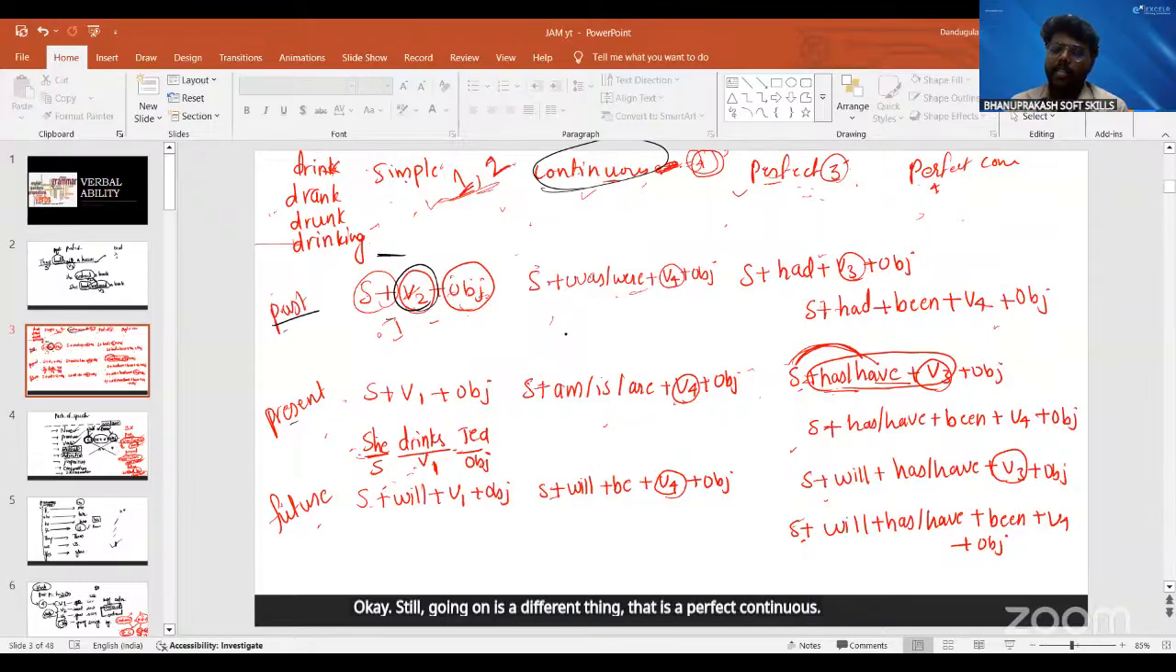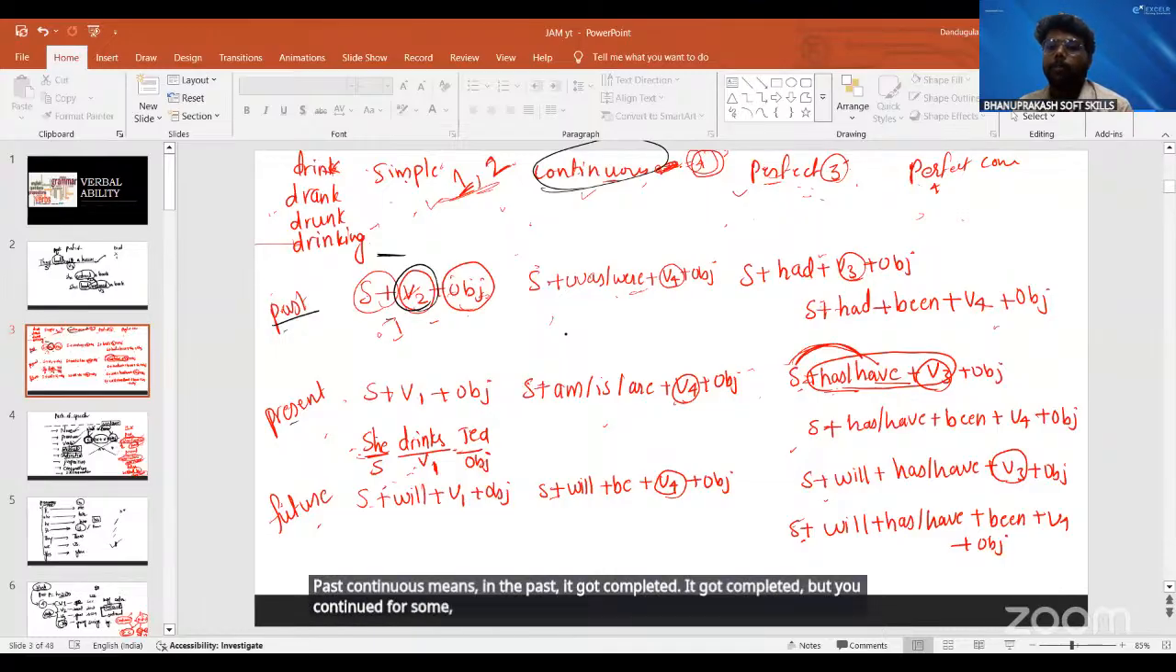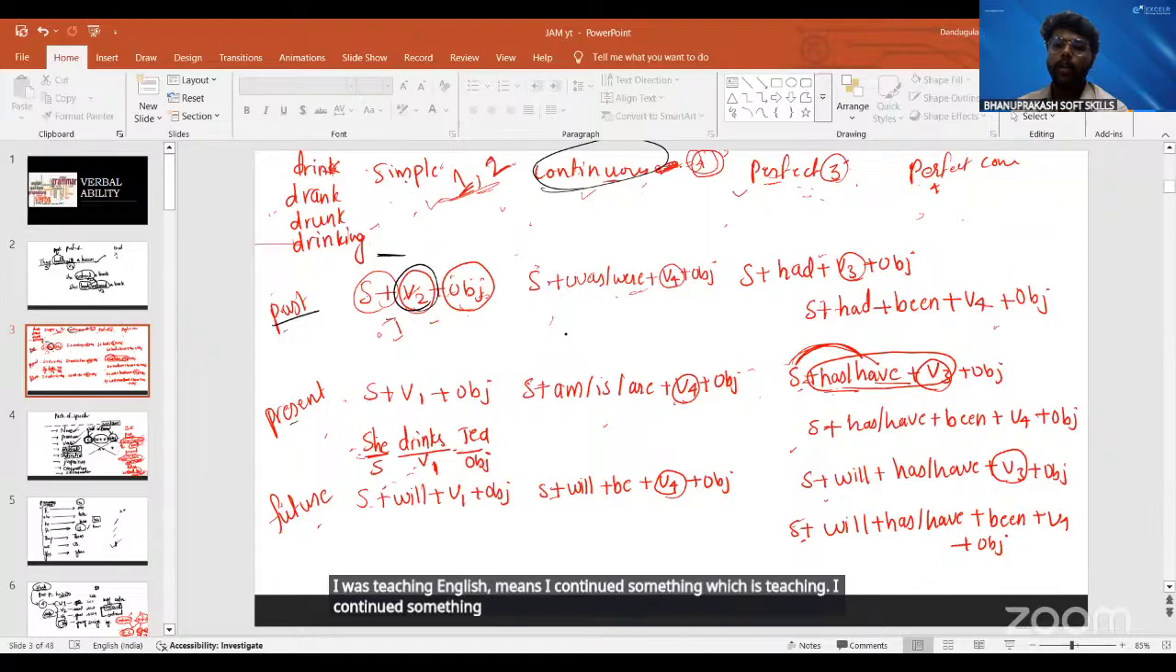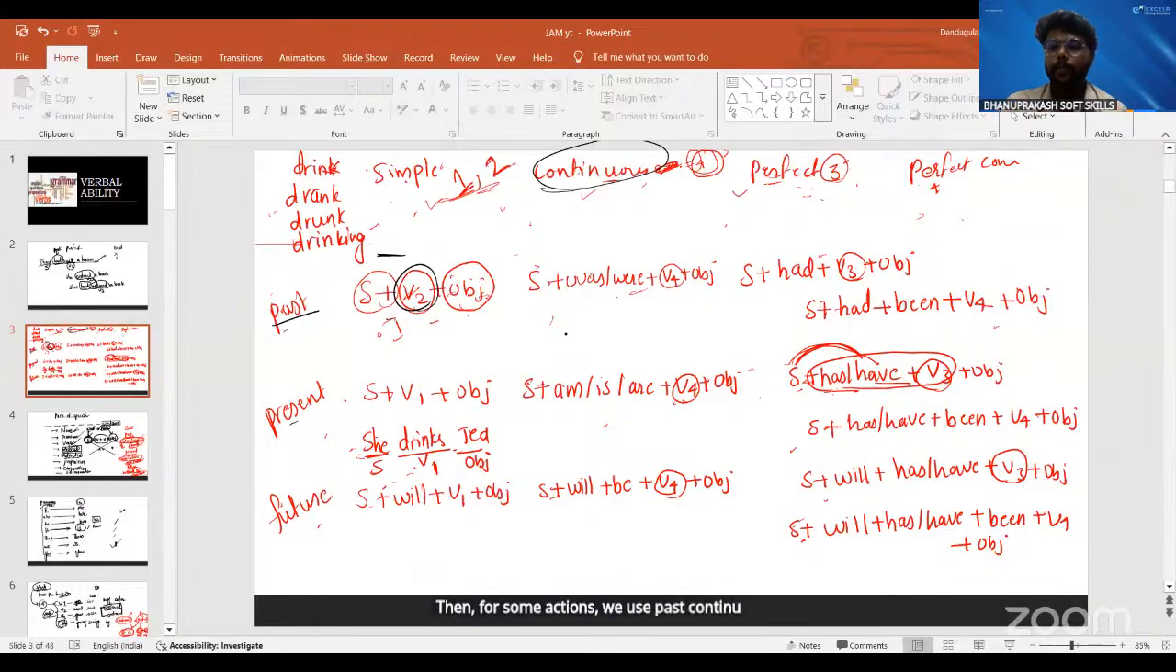Simply, past continuous means in the past it got completed, but you continued for some while. For example, yesterday at the same time, I was teaching English. I was teaching English means I continued something, which is teaching. So if I want to refer to something which continued for a while in the past, then for such actions, we use past continuous.